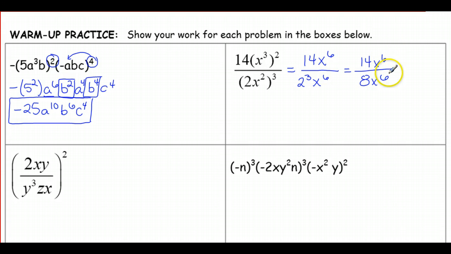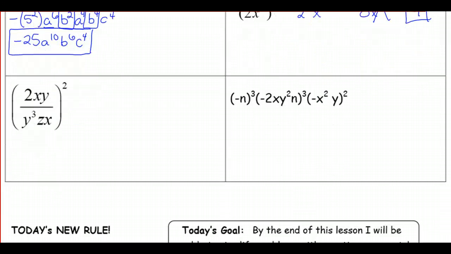Now, because 6 minus 6 is 0, remember that anything raised to the power of 0 is 1. It's the same thing as just canceling. So 14 over 8 can simplify. If we divide both top and bottom by 2, we get 7 over 4. So our answer for this problem is 7 over 4. Alright, let's go ahead and look at the next example.